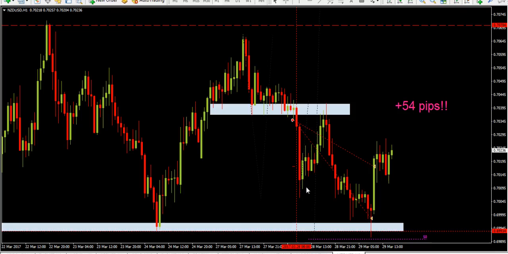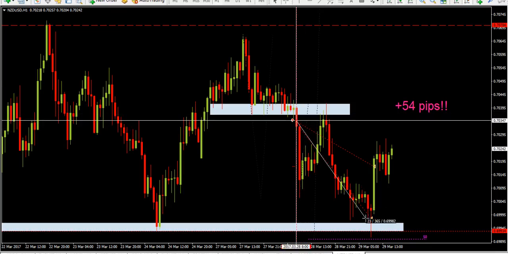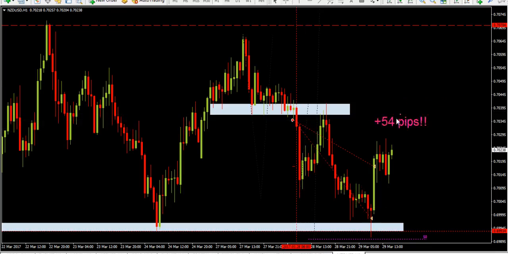Well, it was kind of not a surprise for us because we were around the 0.70 level, which is a very strong psychological round number, and where we were going to find buyers. But still we managed to make 54 pips in this nice trade on a very slow moving market, so kudos to us.